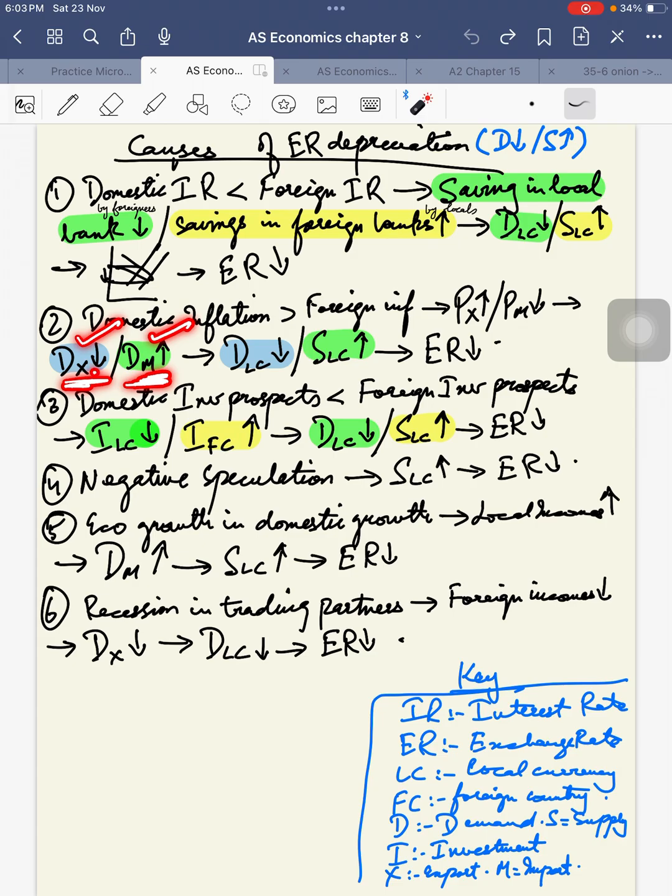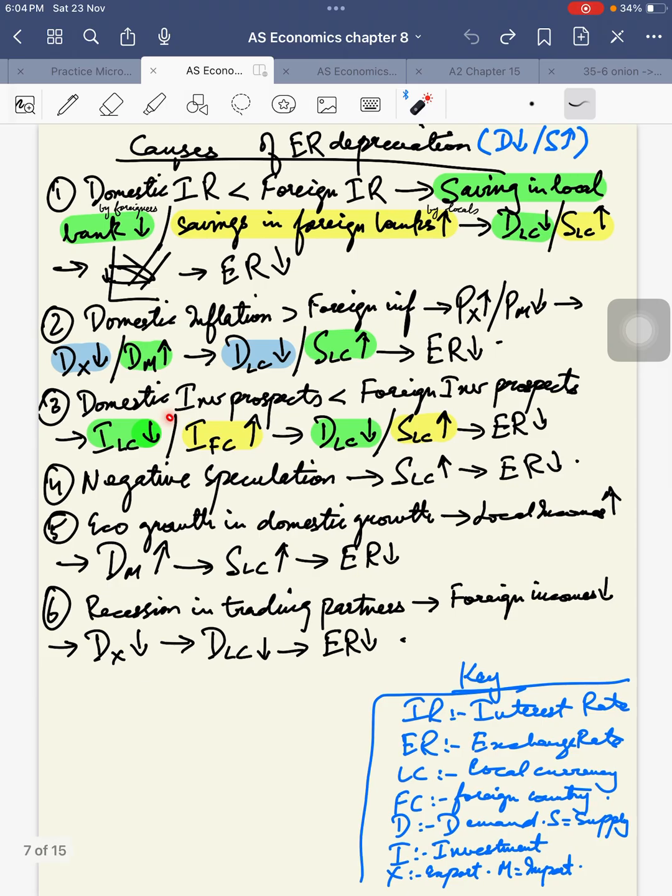When the demand for our exports falls, that means the demand for the local currency falls. When the demand for our imports increases, that means the supply of the local currency increases. Remember, the demand for exports affects the demand for the local currency, and the demand for imports affects the supply of the local currency. When the demand for the local currency falls and the supply of the local currency rises, the exchange rate depreciates.